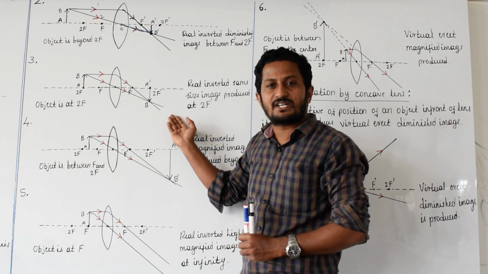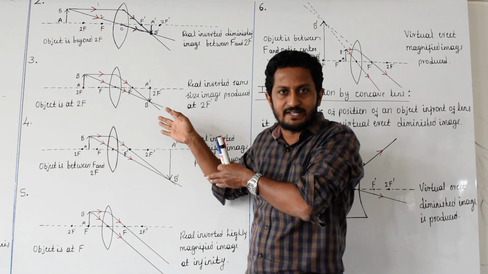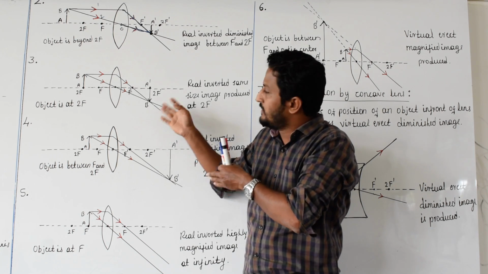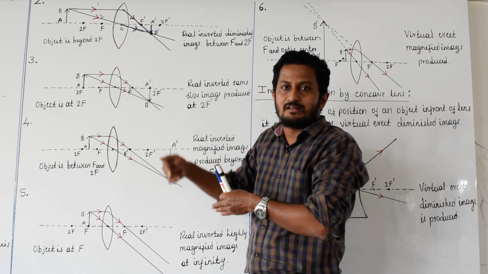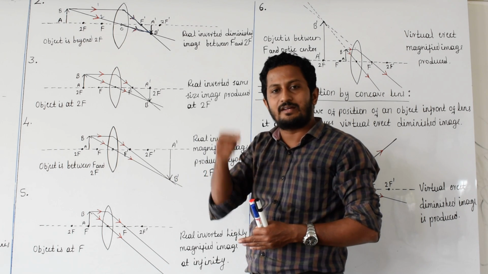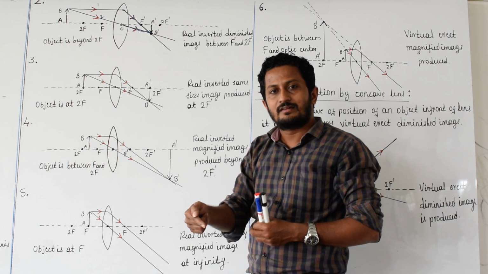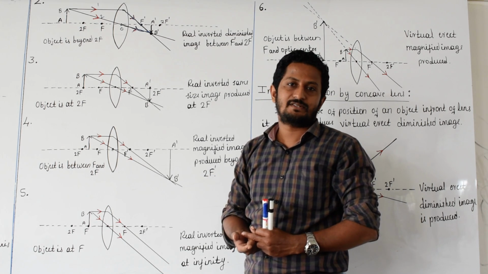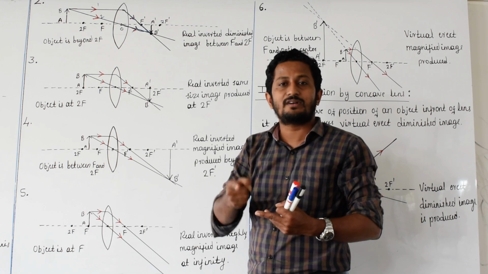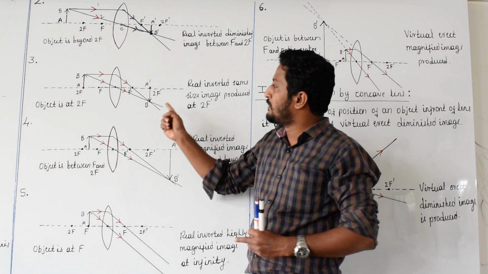What is the nature here? It is existing, physical presence is there. So real, and held vertically downward means inverted. Real, inverted, same size image. According to the diagram you can see a real, inverted, same size image is produced.